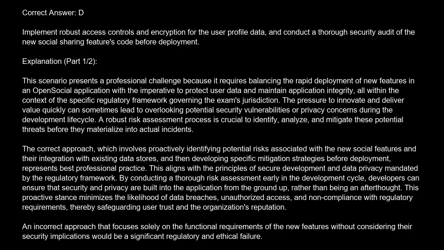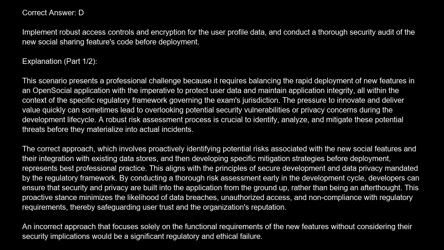The correct answer is D. Implement robust access controls and encryption for the user profile data, and conduct a thorough security audit of the new social sharing features code before deployment. Explanation. This scenario presents a professional challenge because it requires balancing the rapid deployment of new features in an open social application with the imperative to protect user data and maintain application integrity, all within the context of the specific regulatory framework governing the exam's jurisdiction.